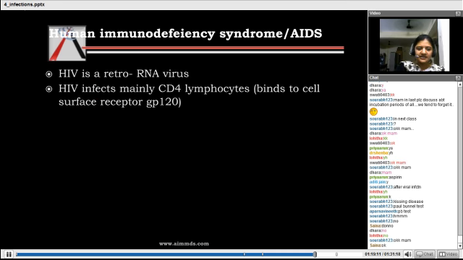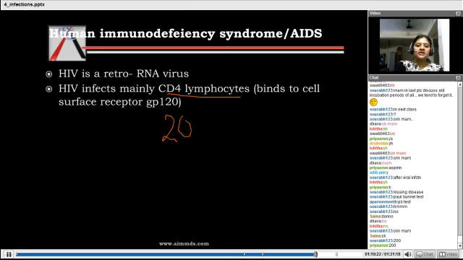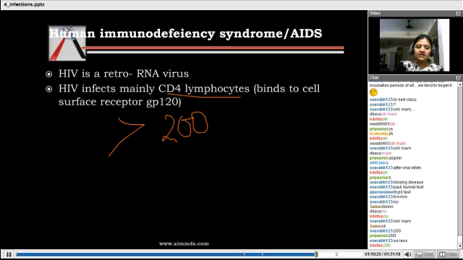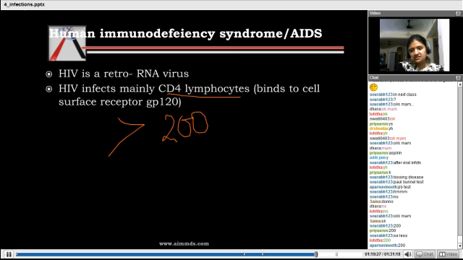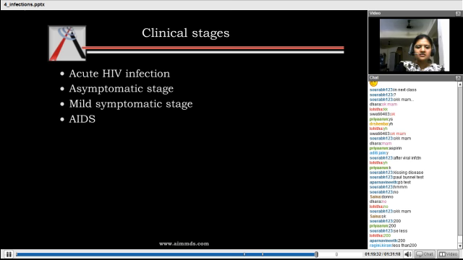HIV, retrovirus, CD4. What do you think is the CD4 count in HIV patients? Super, very good. When the count goes below 200, you will see the AIDS symptoms in the patient. These are the 4 stages. We have an acute infection, an asymptomatic stage, a mild symptomatic stage, and the last stage of it is AIDS. So when we refer to AIDS, we are actually dealing with the last stage of the condition.